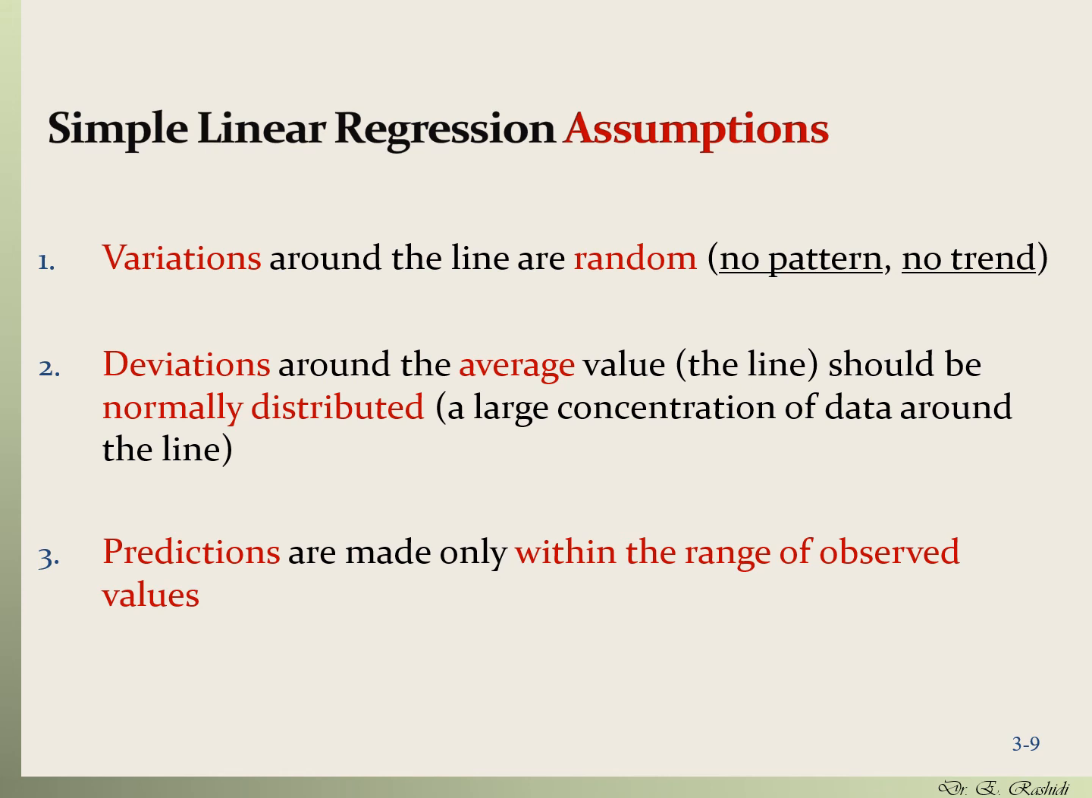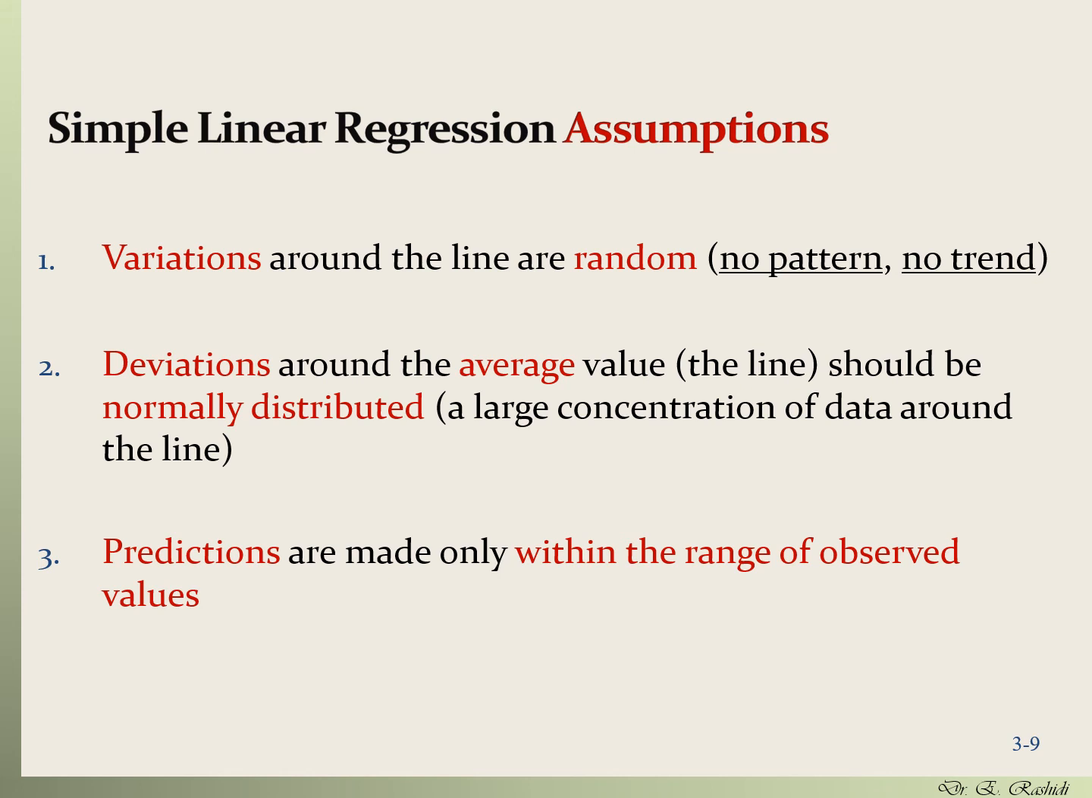The second assumption is that the deviations around the average value, the regression line, should be normally distributed. That means a large concentration of data should be around the line. If you are closer to the linear regression line, there should be more concentration of data points compared to if you go further away to the left or right, or up and down. If you vertically go away from the regression line in any direction, you should see less concentration of data points.